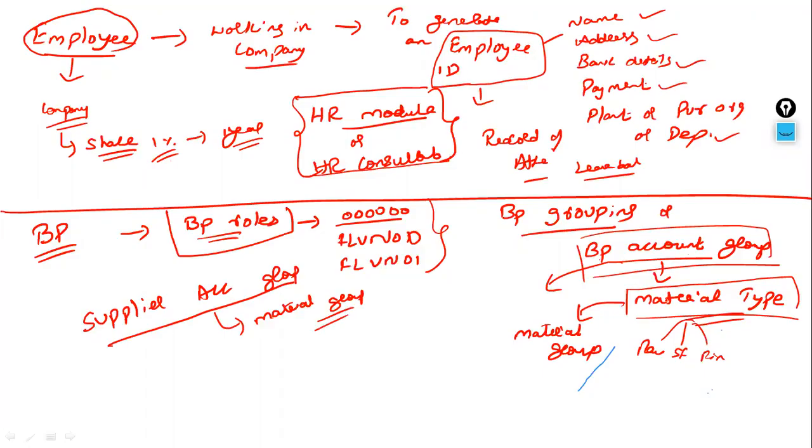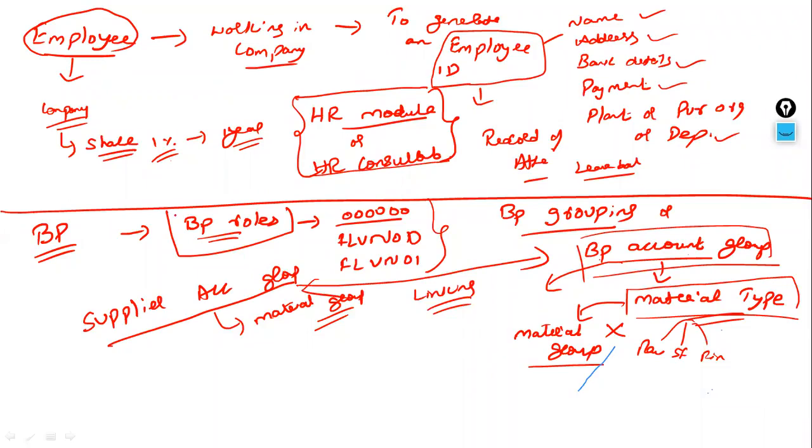Okay. Under material type, you have material group. Under BP account group, you will have supplier account group. But what is the difference between material type, material group, and BP account group and supplier account group? In material type and material group, you are not going to assign these both. These are separate components. But coming to BP account group and supplier account group, you are going to link these both. Linking happens. That is the main difference between material type, material group, and BP account group and supplier account group.